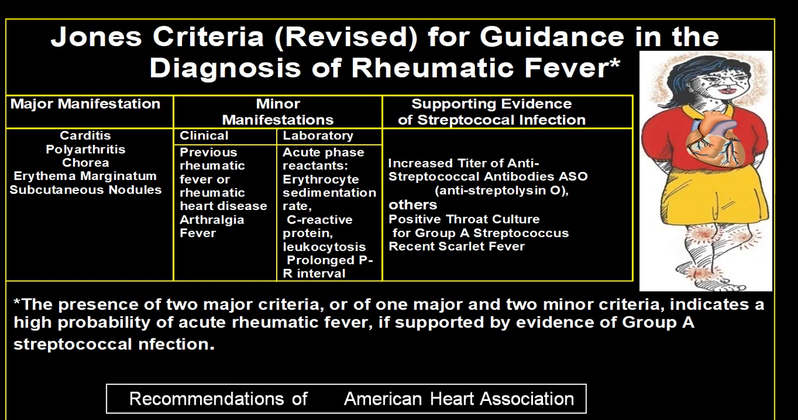When you consider this as rheumatic fever, the presence of 2 major criteria, or 1 major plus 2 minor criteria, indicates a very high chance of acute rheumatic fever, supported by evidence of group A beta hemolytic streptococcal infection. This is recommended by the American Heart Association.